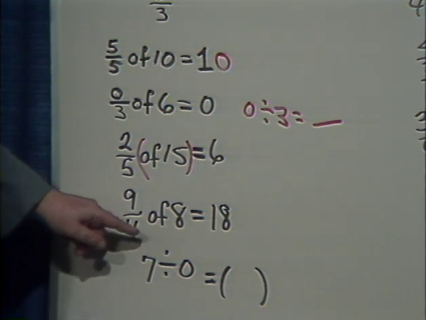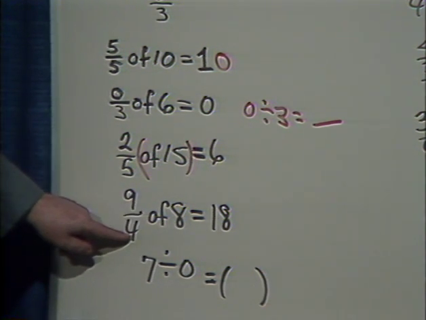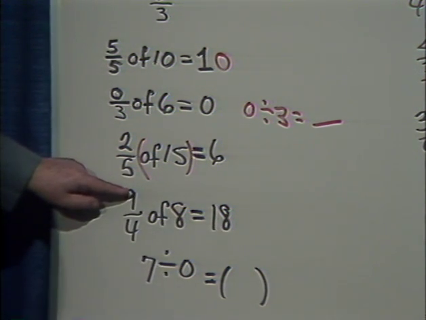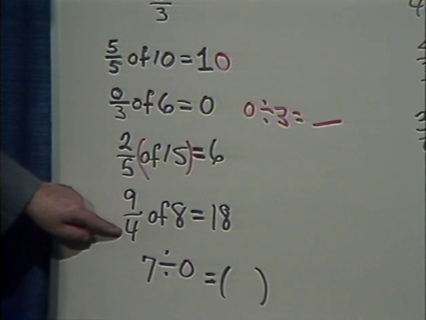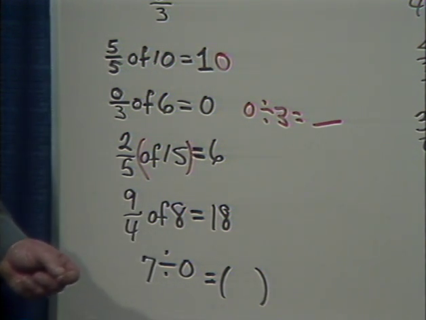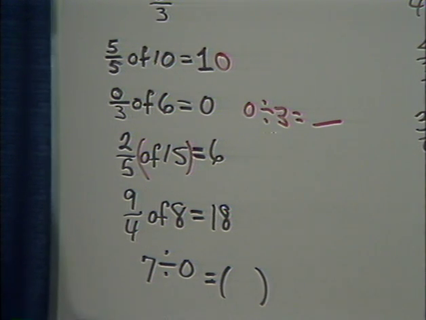You see, if you borrowed $8, 8 divided by 4 is 2. 2 times 9 is 18. In other words, if you're paying back $9 for each 4 that you borrowed, if you borrowed $8, that's 4 twice. So you're paying back $9 twice, which is $18.